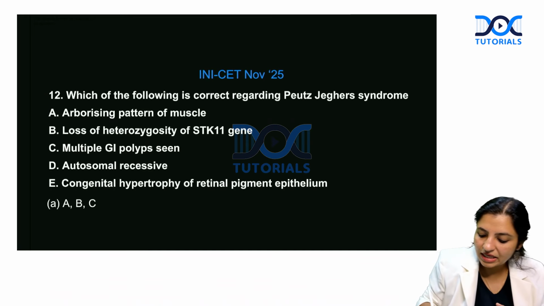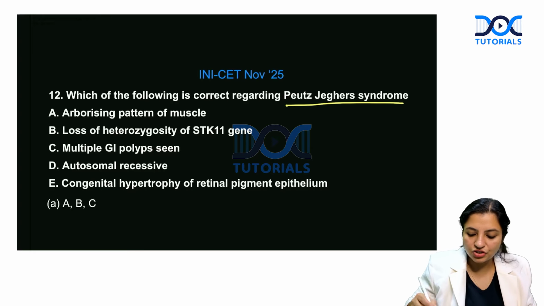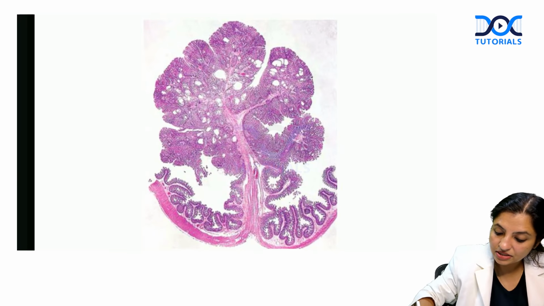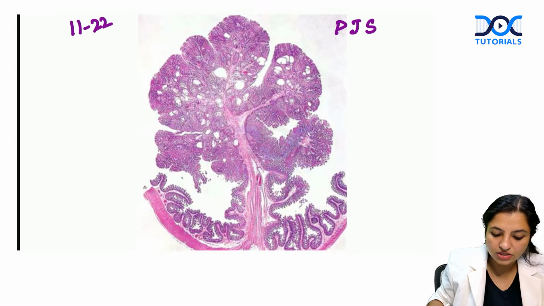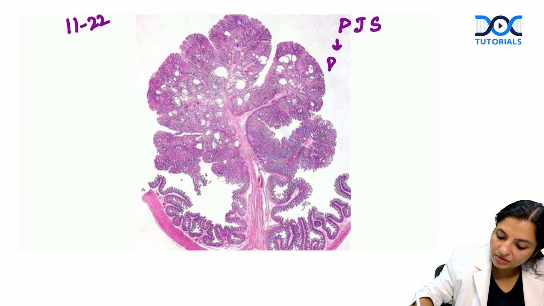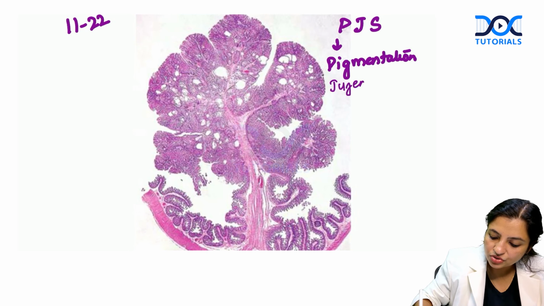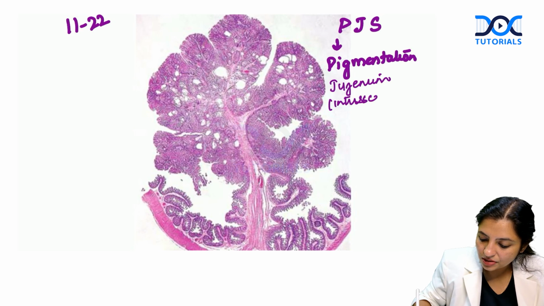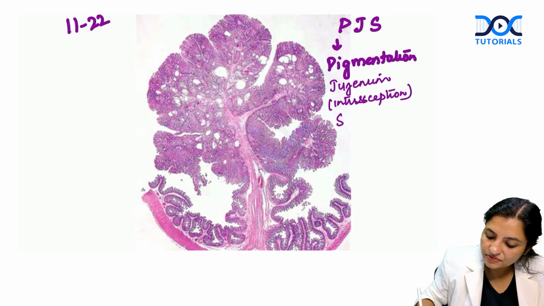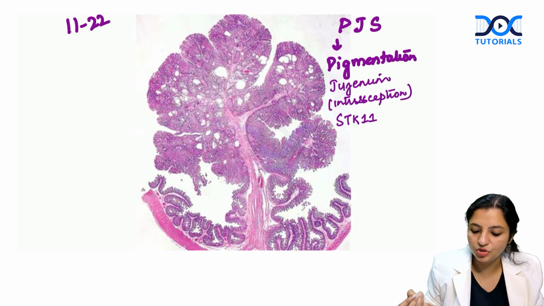Which of the following is correct regarding Peutz-Jeghers syndrome? A repeat question. Everybody knows this. What is the classical feature of Peutz-Jeghers syndrome? It typically occurs in the age group of 11 to 22 years. It shows pigmentation of the mucosa, which can be of oral mucosa, anal mucosa, any mucosa. It typically occurs in the jejunum, so they typically present with intussusception. The gene that is mutated is a tumor suppressor gene which controls energy, that is STK11. So STK11 is the typical mutation you see here.